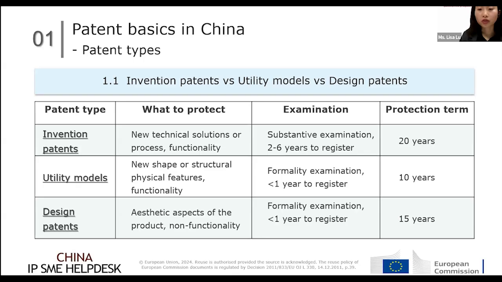And the protection term for the invention patent is also the longest, at 20 years. The utility model is the shortest, 10 years, and industrial design is 15 years.